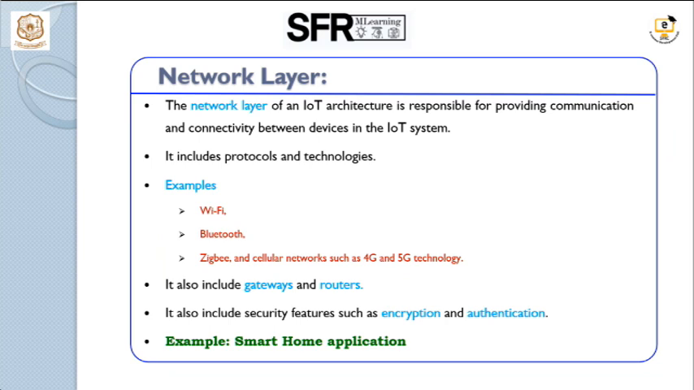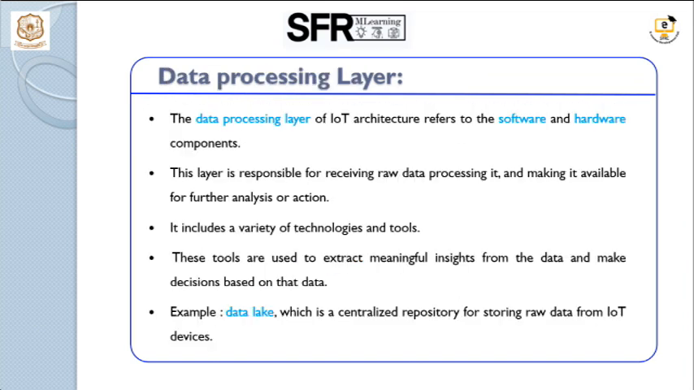The network layer will take the responsibility to carry out the encryption and the authentication here, and it won't let the data flow openly over the internet. So, in this way, the network layer is very important to protect the data with the help of encryption and authentication. Moving on to the next layer, that is the data processing layer.